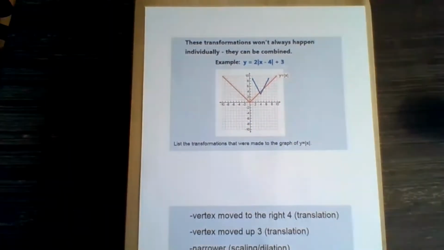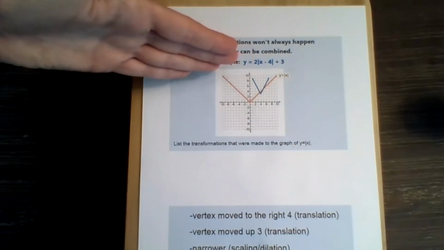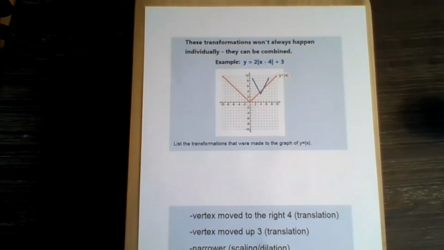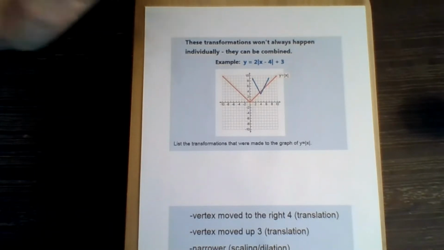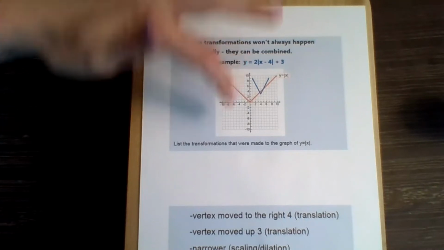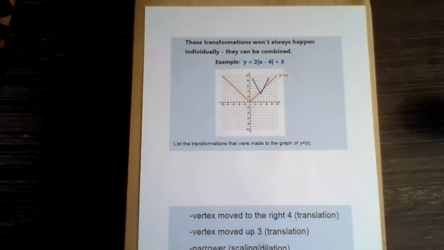So basically our goal today is to look at a picture of a graph and try to figure out what its equation would be when you're going from a parent function to a quote-unquote baby function. And then we're also going to take the equation and try to see what the graph would match up and look like.